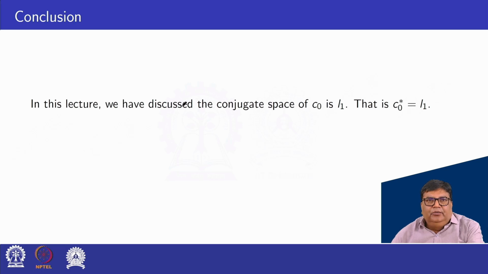In this lecture, we have discussed the conjugate space, that is, the dual space of C0 is L1. That is, C0 star is equal to L1.